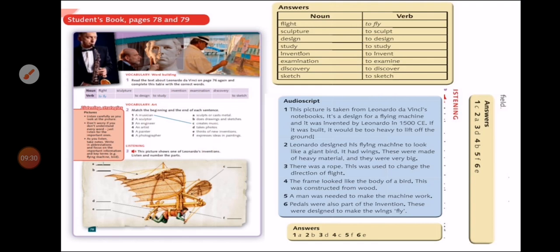They were made of heavy material and they were very big. Here we write, what did we write for C? Giant bird, right? Yes, a body of a bird. Now here we have wood, okay?